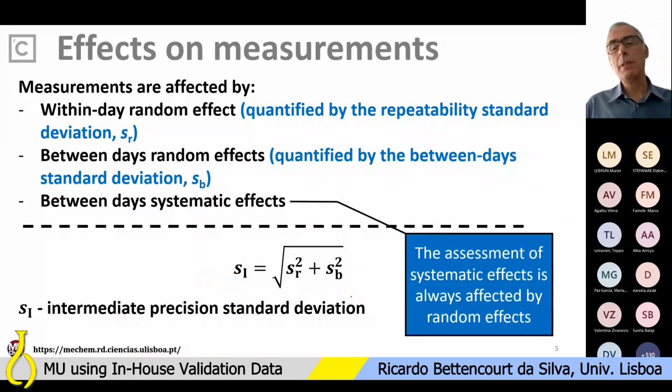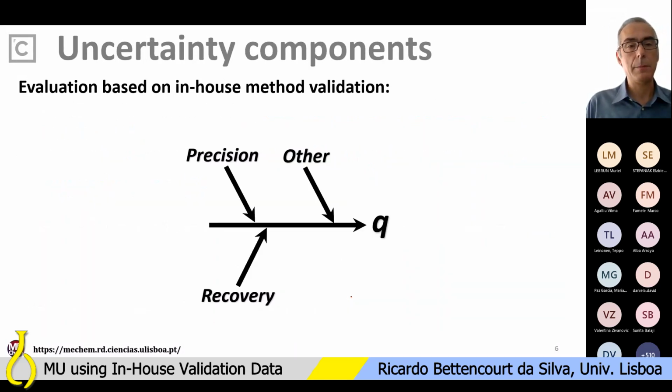And we must be aware that systematic effects will be assessed by the lab, but our assessment will always be affected by some systematic effects. So our understanding of systematic effects will always be affected by random effects. But we can try to minimize the impact of random effects when we assess systematic effects.